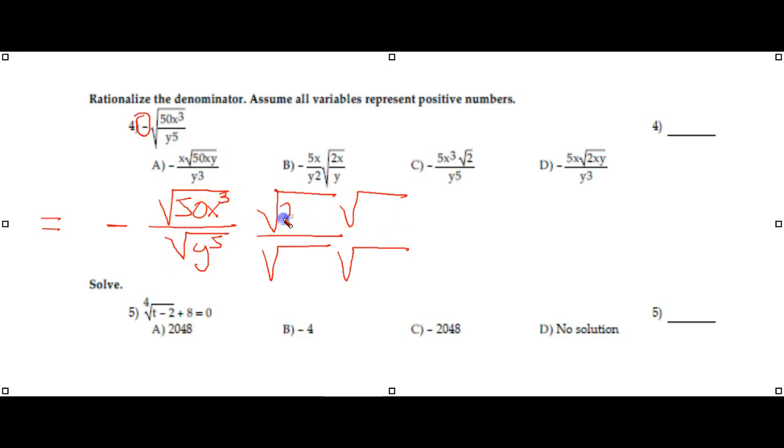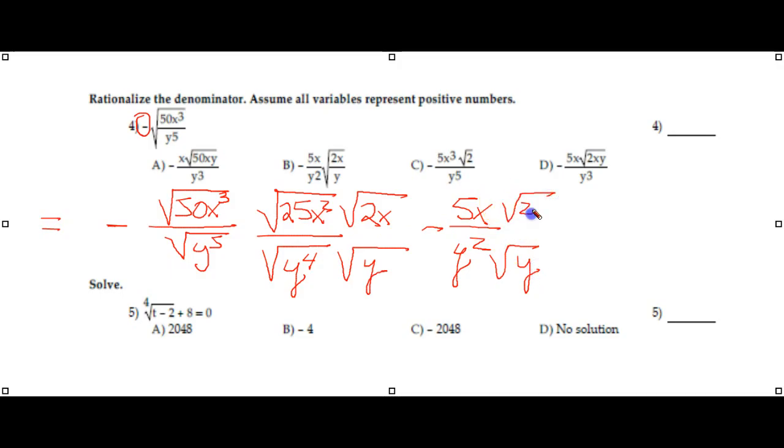So this is going to be 25 is a perfect square, and this would be a 2. And x squared would be a perfect square, and x would be left over. And then here, y to the 4th is a perfect square, and a y would be left over. So this is going to convert to, and again, all this is negative, 5x here. And this is going to be y to the 2nd. And then we still have the square root of y here. And over here we still have 2x under the radical sign.